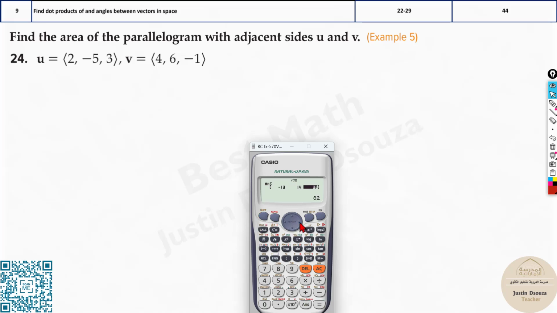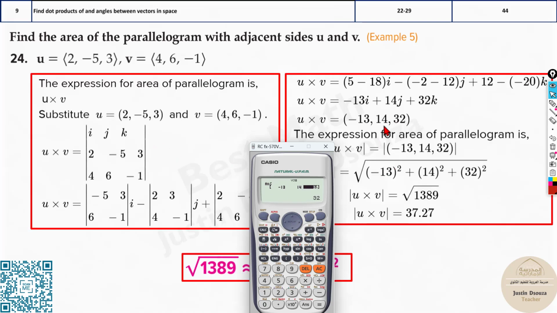Now this is the answer, but this is not the final answer. You can see this is just the cross product of these both. But the area is basically the modulus, the magnitude of them, right? How do you find the magnitude? Magnitude of this is basically the square root of the sum of squares of each one. But instead of doing all this, I'll show you in the calculator.